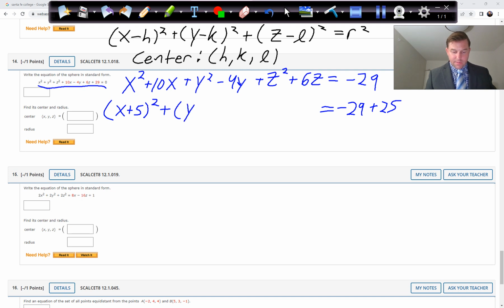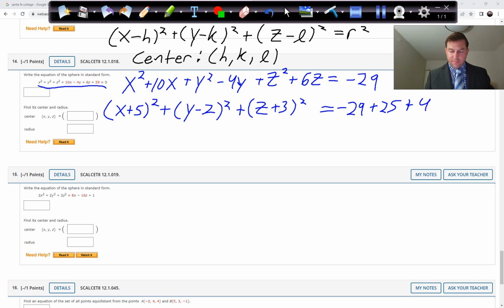Then I'm going to do the same thing here, (y minus 2) squared. Now how am I getting these numbers? Notice 5 is half of 10. Negative 2 is half of negative 4. And I'm going to add over here negative 2 squared, which is 4. Plus, this is going to be (z plus 3).